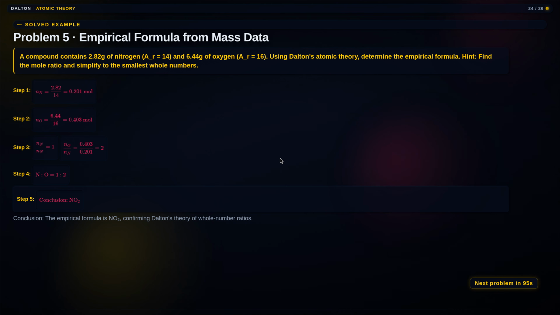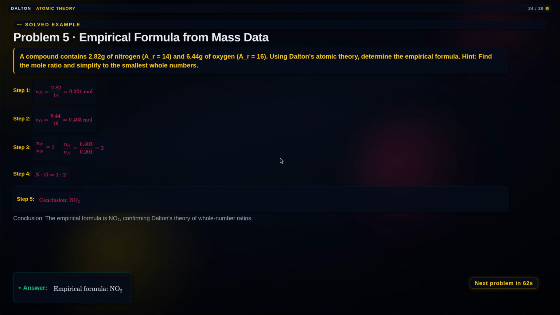Step 1. Moles of nitrogen equals 2.82 divided by 14 equals 0.201 moles. Step 2. Moles of oxygen equals 6.44 divided by 16 equals 0.403 moles. Step 3. Divide by the smallest. Nitrogen 0.201 divided by 0.201 equals 1. Oxygen 0.403 divided by 0.201 equals 2.